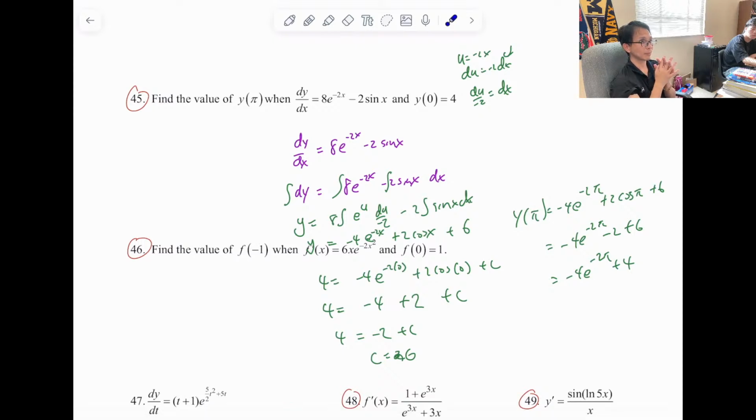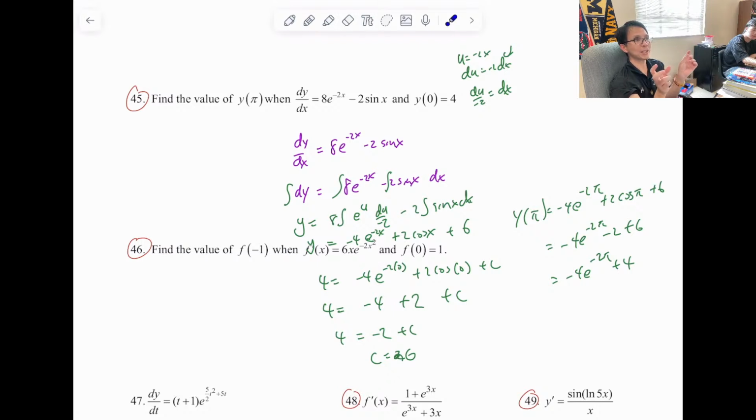C is a constant. C could be any number. So, let me finish. C could be any number until... so C is like this. C is a number that is not determined yet, until the initial conditions are plugged in. Then you can fixate the C.